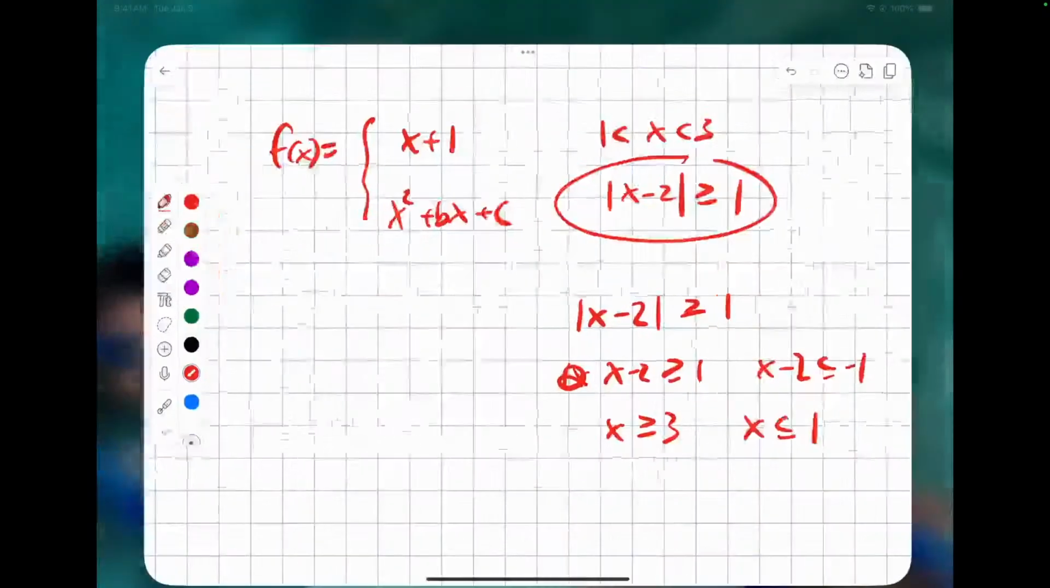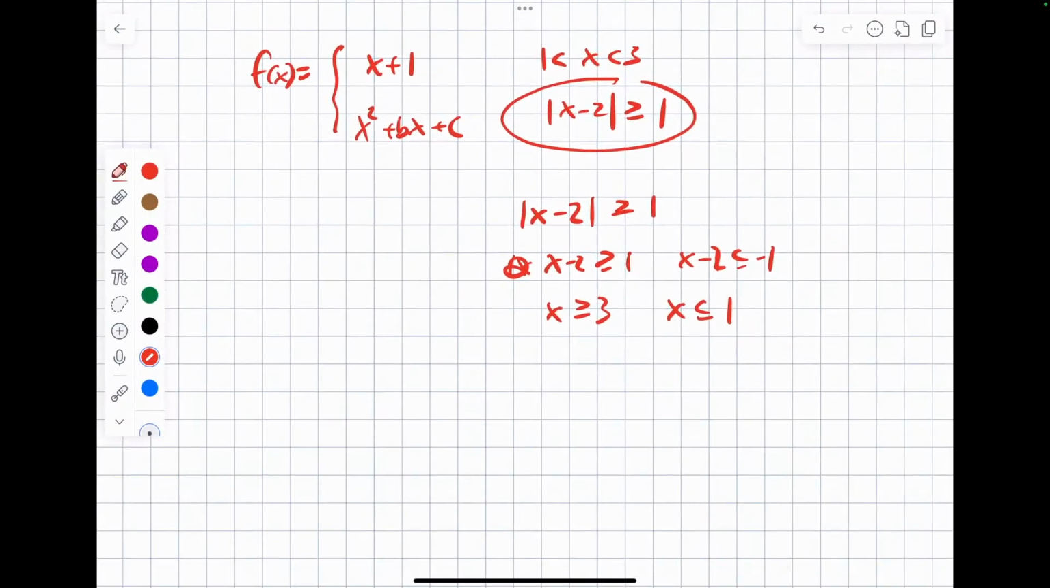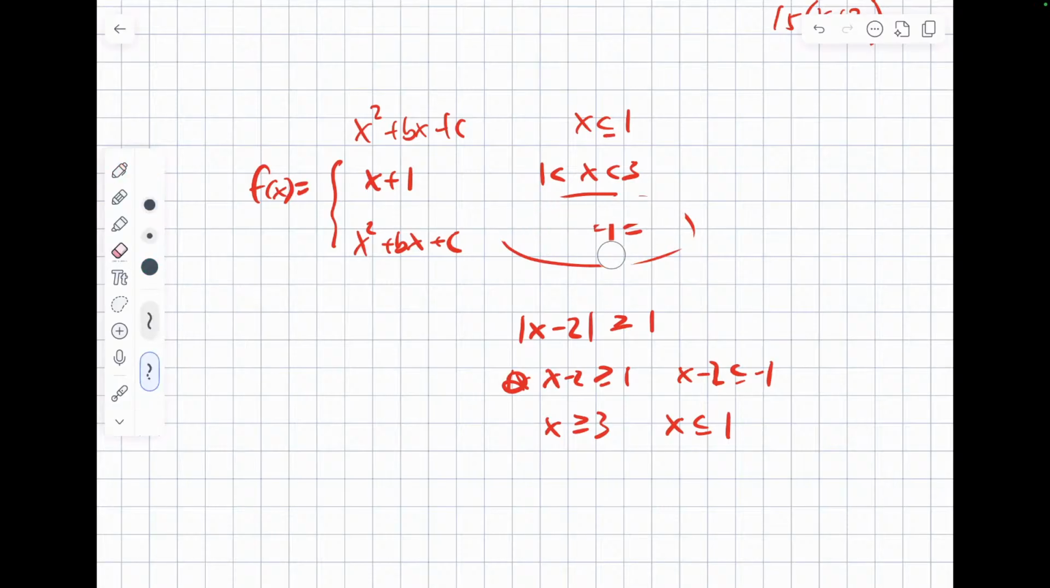Now I'm going to say, okay, then I might want to write this in two different pieces. So I'm going to write the same thing that is less than 1. I'm going to say it's x squared plus bx plus c, and this is x is less than 1. And then this one is going to be greater than 3. Is that okay? So this is x greater than 3. So I write two equations because the restrictions apply for both.